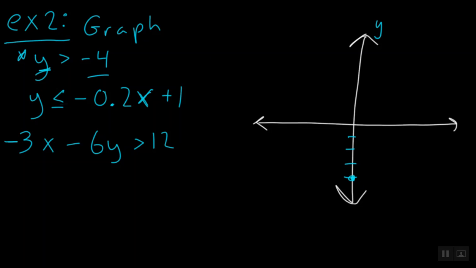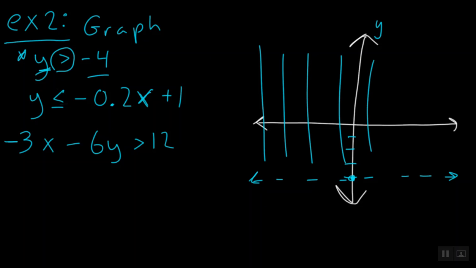Now from here, we see that it is the greater than symbol, so we'll go ahead and use our dashed line. And because it's greater than, we can shade everything above. Nice and easy. Okay, let's take a look at our second line.